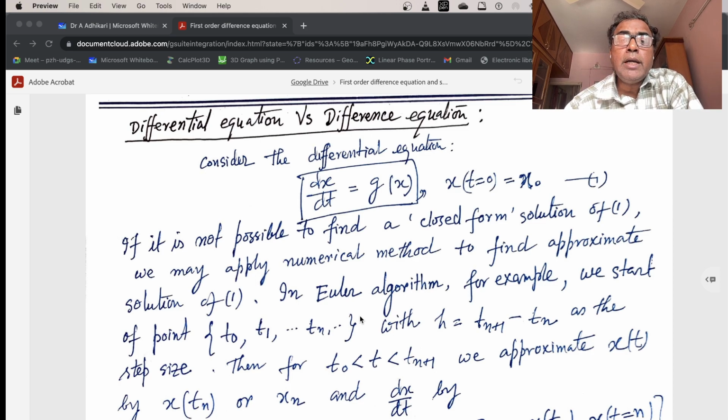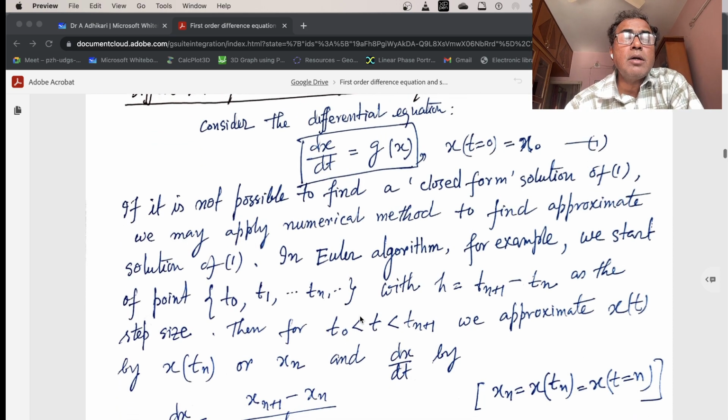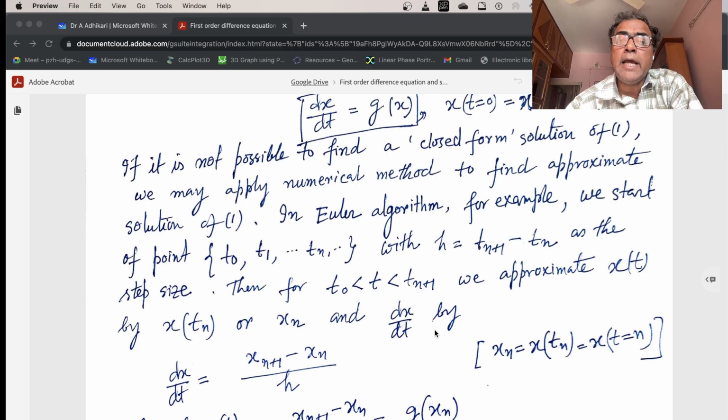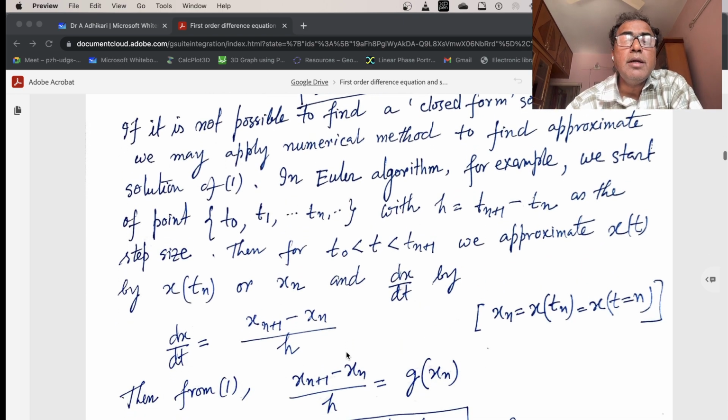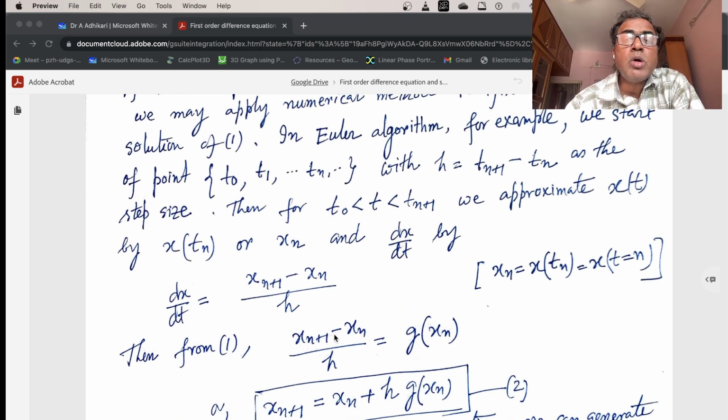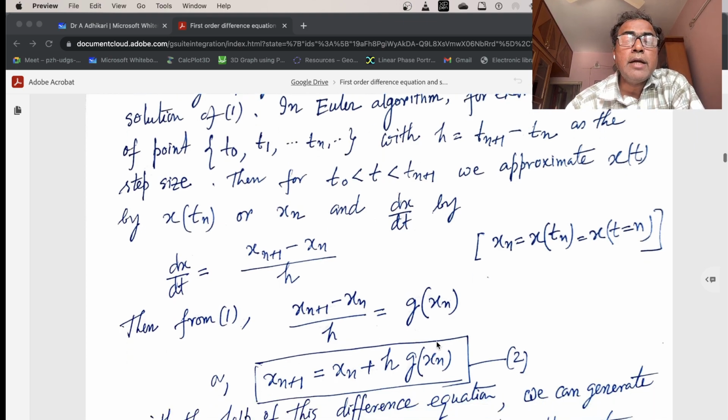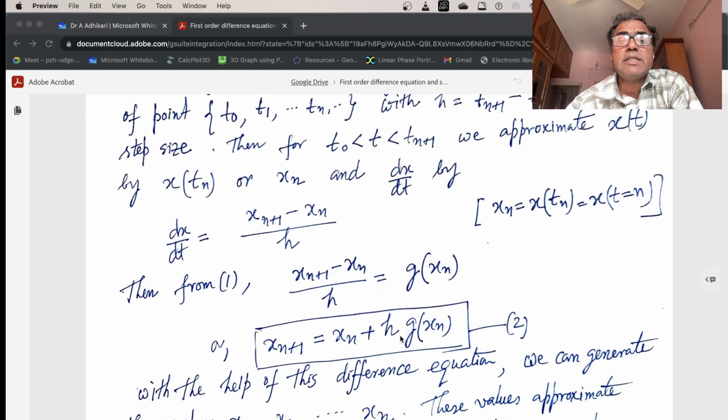In the Euler algorithm, for example, we start at a point t0, t1, tn, and so on, with step length h equal to t(n+1) minus tn as the step size. Then we approximate x(t) by x(tn) or xn, and dx/dt by (xn plus 1 minus xn) by h. So differential equation (1) can be written as (xn plus 1 minus xn) by h equal to g(xn), and so we write xn plus 1 equal to xn plus h into g(xn).